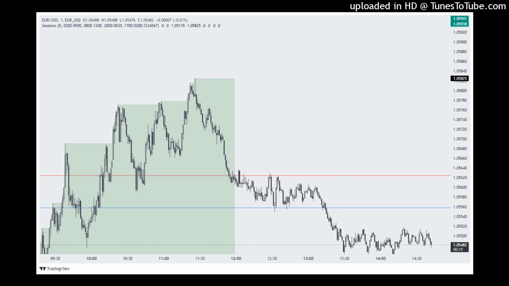So if we take a look at another example, and afterwards we can see that we went over the story as well yesterday in the previous video, where we had the monthly fair value gap and we are not respecting it right there.